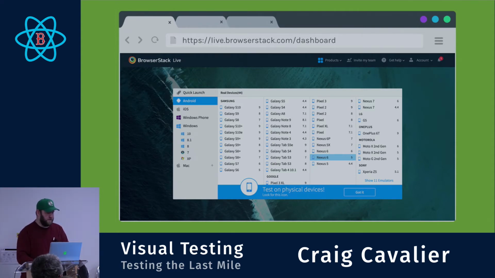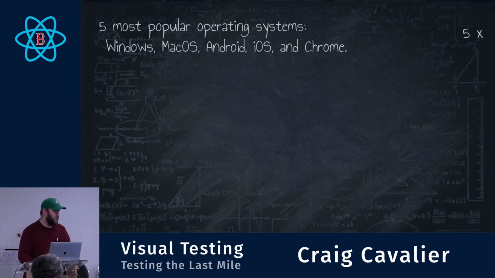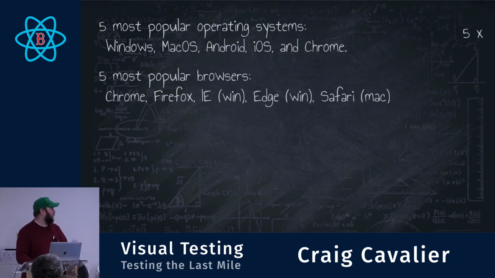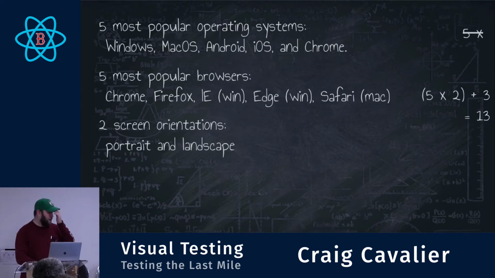But just to really drive this home, we're going to do a little bit of math, and we're going to keep this simple. We're going to take the 5 most popular operating systems. Sorry, Linux. We're going to take the 5 most popular browsers. Now, it's not a complete overlap in which browsers work on which operating systems, so we're doing a little bit of fuzzy math there.